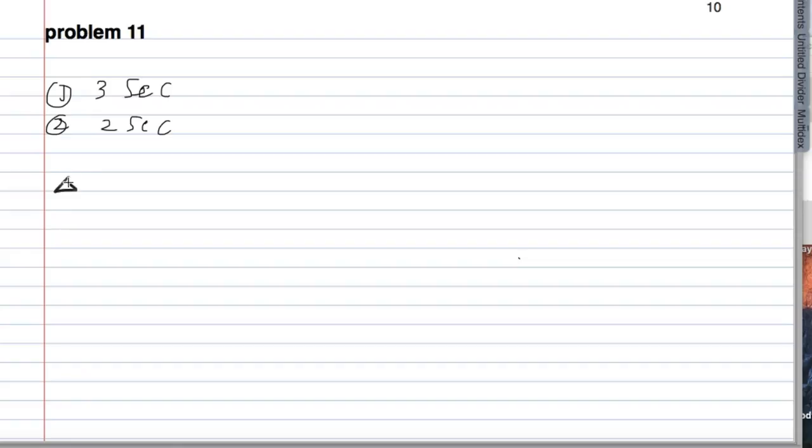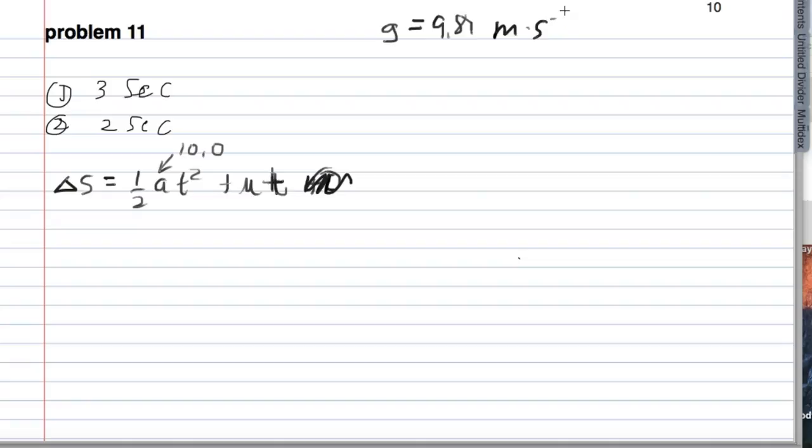I will actually use the formula delta S is 1/2 AT squared plus UT. Now, it turns out that acceleration for a falling object is 9.8. I'm going to go ahead and round that to 10 for the purpose of this exercise. So we're going to say that G is normally 9.81 meters per second squared, but we're going to round that to 10 meters per second squared to prove a point.